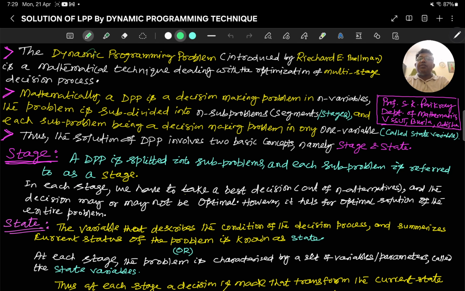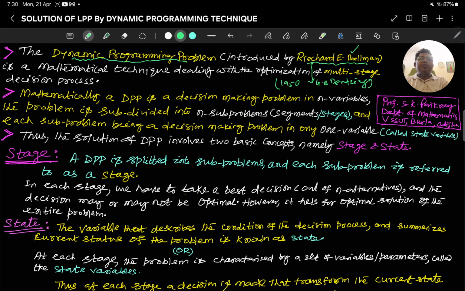Hello everyone. In this lecture I shall discuss dynamic programming, which was introduced by Richard E. Bellman. The credit of another mathematician cannot be ignored in 1950. Bellman together with another mathematician, G.B. Dantzig, jointly introduced this dynamic programming problem, but the credit goes to Bellman. Accordingly, this principle works with Bellman's principle of optimality.